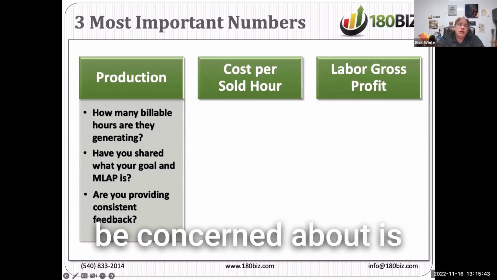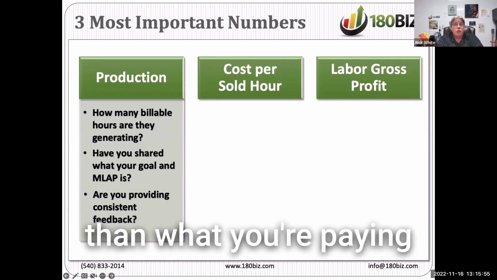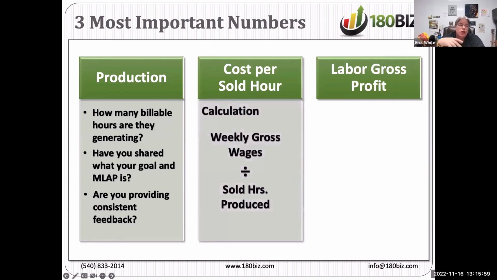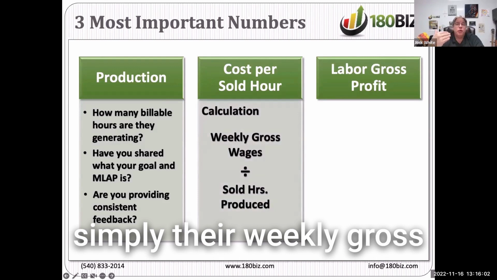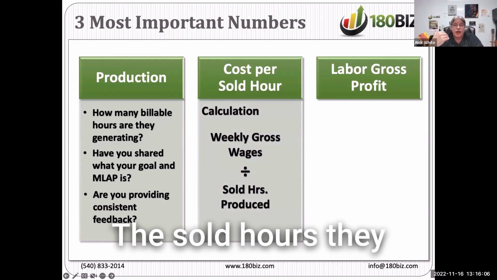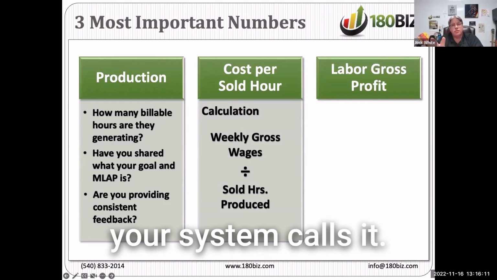What you really want to be concerned about is your cost per sold hour. This is way more important than what you're paying somebody hourly, and I'm going to show you what I mean. The cost per sold hour is simply their weekly gross wages divided by the hours they produced, right? The sold hours they produced, or the credited hours or billed hours, whatever your system calls it.